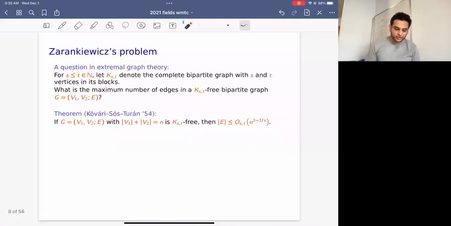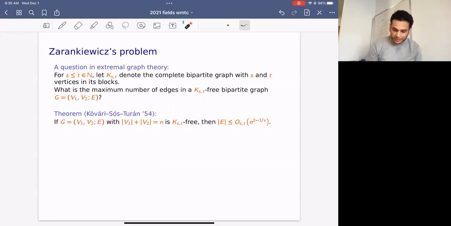Here is a theorem of Kővári, Sós and Turán from 1954, which says that, assuming s is less than t, the number of edges is at most n^{2 - 1/s} times some constant that depends on s and t, but we won't worry too much about constants for this talk. The main thing to look at is the exponent, which is 2 minus 1 over s. That's a theorem from '54, and it's quite simple.